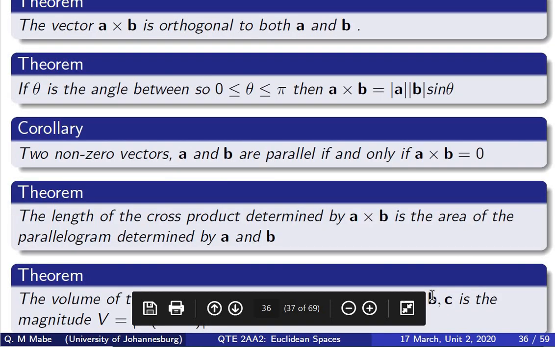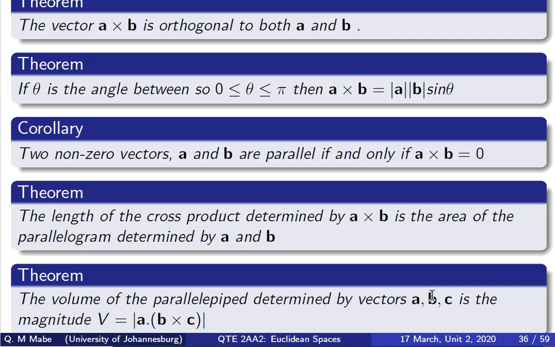So we have a few properties of the cross product. First of all, our cross product A cross B is orthogonal, or perpendicular, to both A and B. If theta is the angle between A and B, and theta is defined between 0 and pi, where pi is just the radian measure of 180 degrees, then the magnitude of A cross B is equal to the magnitude of A times the magnitude of B times the sine of theta.